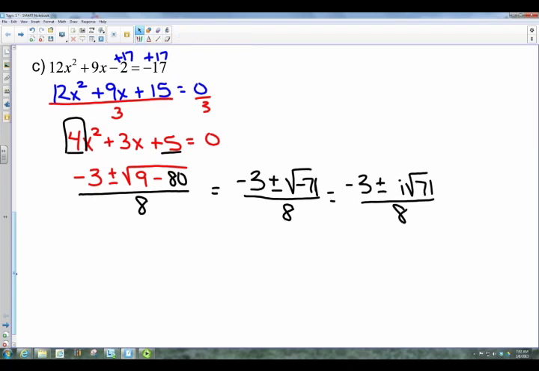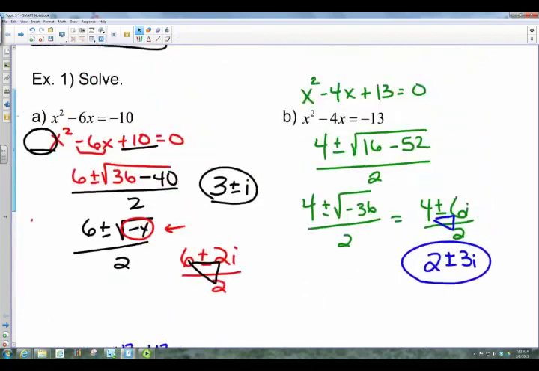Okay, so that's dealing with the quadratic formula in cases where you may see an imaginary.